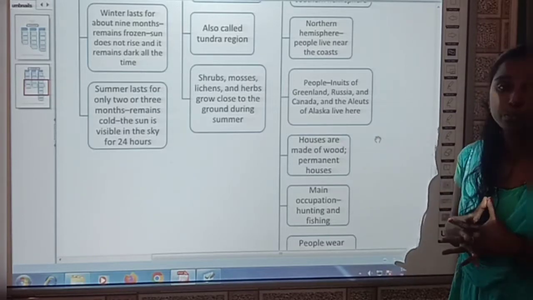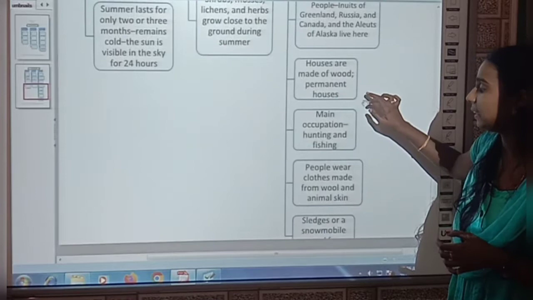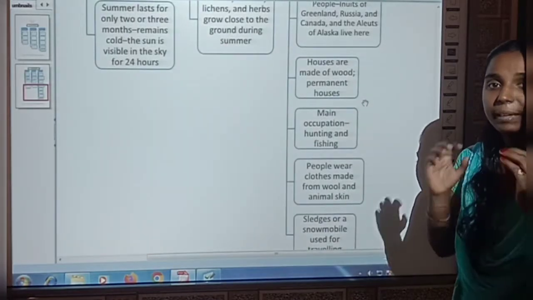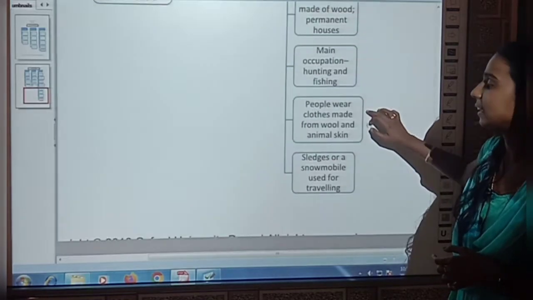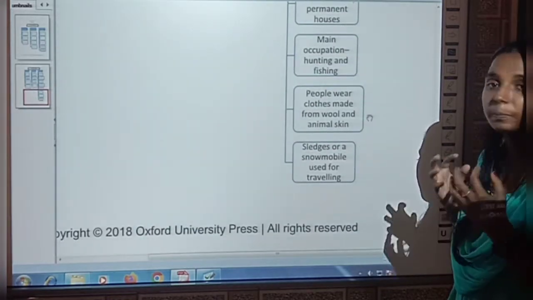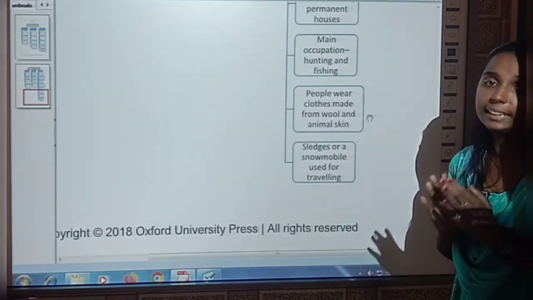The houses are made of wood and they are permanent houses. And what is the main occupation of the people? Hunting and fishing. The main occupation of the people living here are hunting and fishing. And what are the types of the clothes that people living here will wear? People wear clothes made from wool and animal skin.